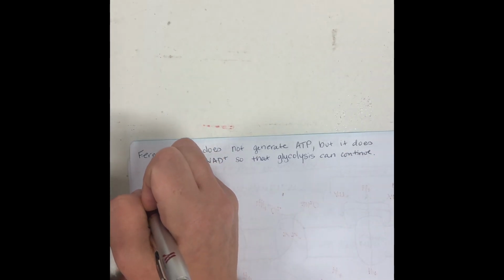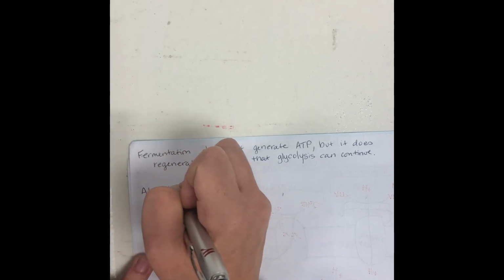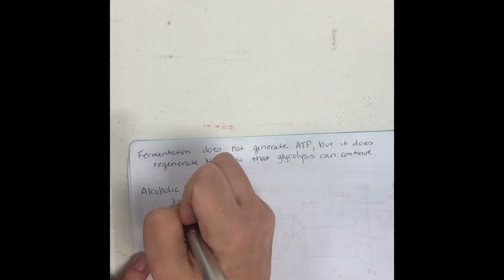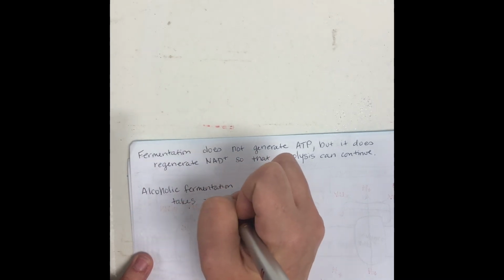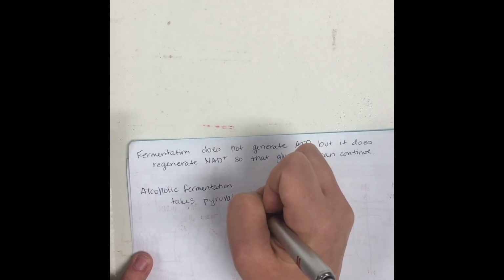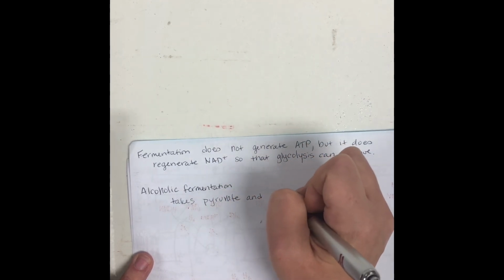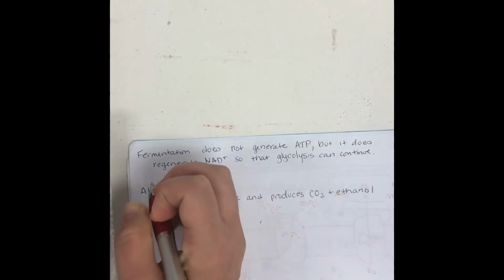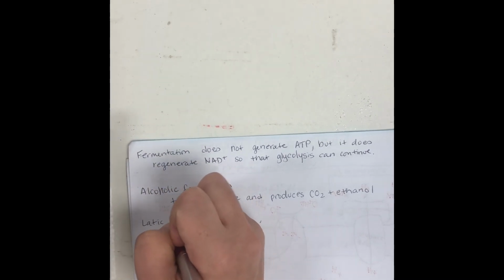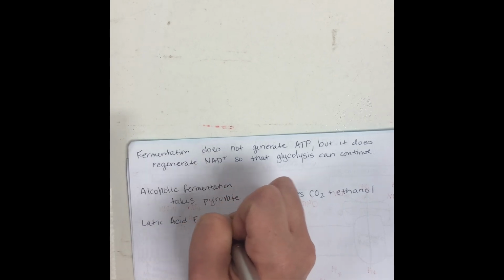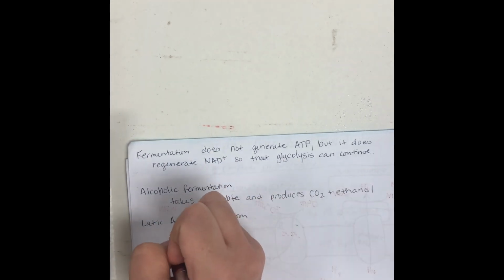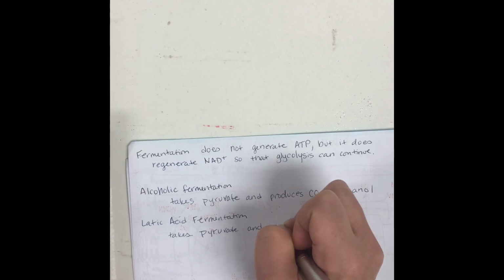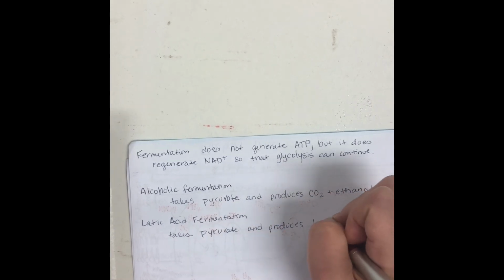Alcoholic fermentation takes pyruvate and produces CO2 plus ethanol, and lactic acid fermentation takes pyruvate and produces lactic acid.